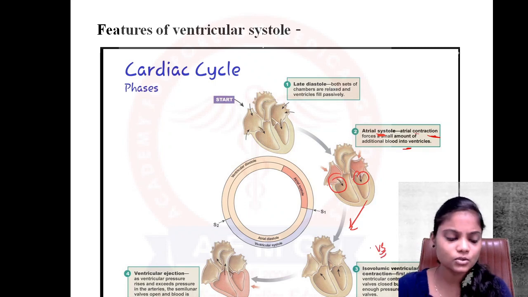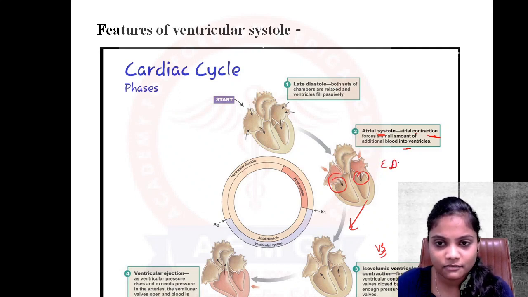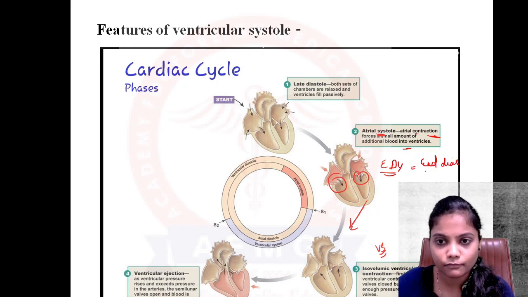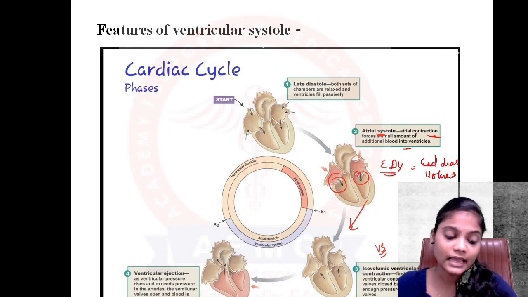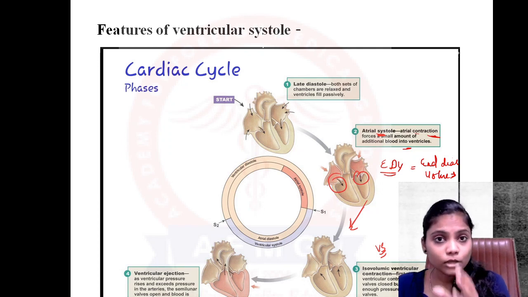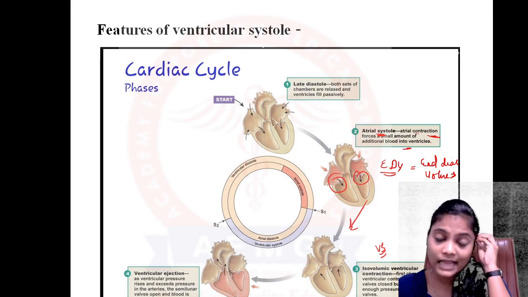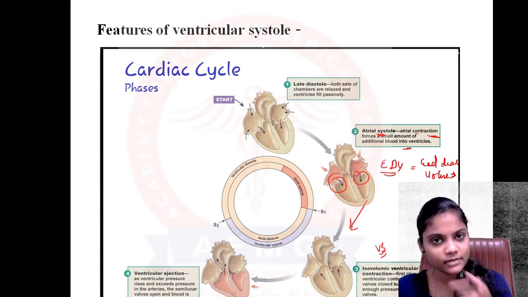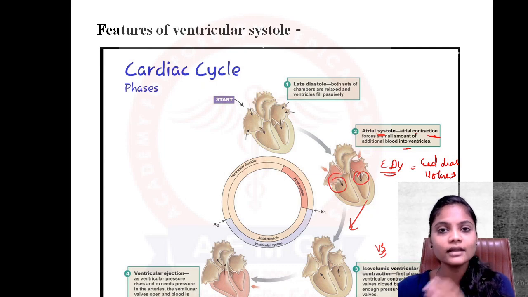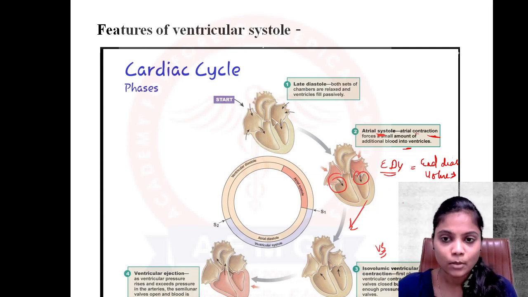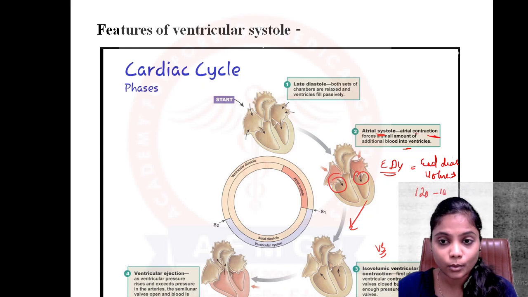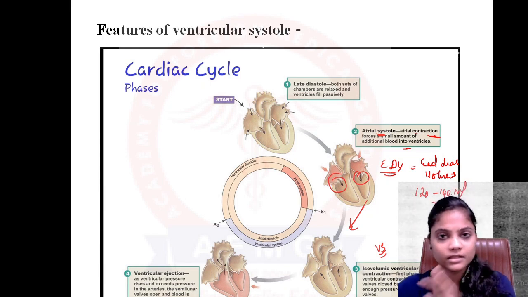In ventricular systole, there are many things you should remember. What is the thing you have to remember? That is EDV. What is EDV? EDV is nothing but end diastolic volume. What does end diastolic volume mean? The volume of blood which is in each ventricle at the end of diastole. Whenever there is a relaxation, there will be remaining blood in your ventricles. That is what we calculate after the diastolic process. That is most probably 120 to 140 ml. Everything you have to remember.